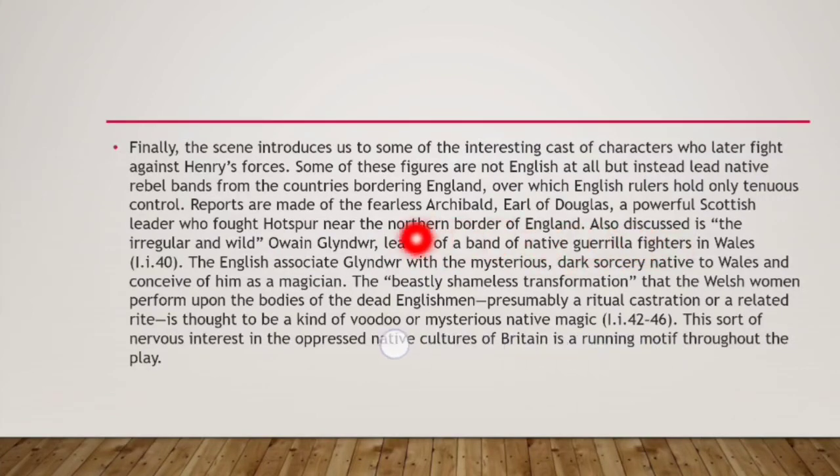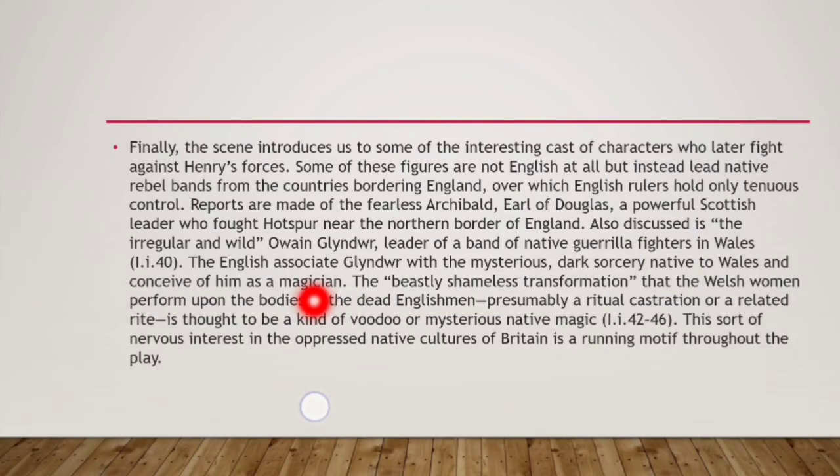Also discussed is the irregular and wild Owain Glendower. Now Glendower is a leader of native guerrilla fighters from the Welsh side. Guerrilla fighters means they hide and fight. The English associate Glendower with the mysterious dark sorcery native to Wales and conceive of him as a magician. So the English associate Glendower with some mysterious dark sorcery.